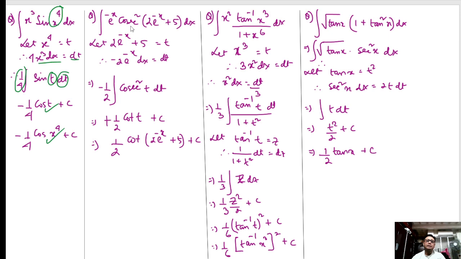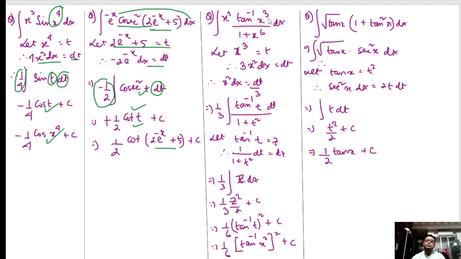Now let us do this sum. Let us take this part as t. So it becomes 2 e to the power minus x, minus 2 e to the power minus x dx is dt. So e to the power minus x dx is actually dt by minus 2. And that becomes cosec square t. So the integration of cosec square t is minus cot t, and now putting the value of t.